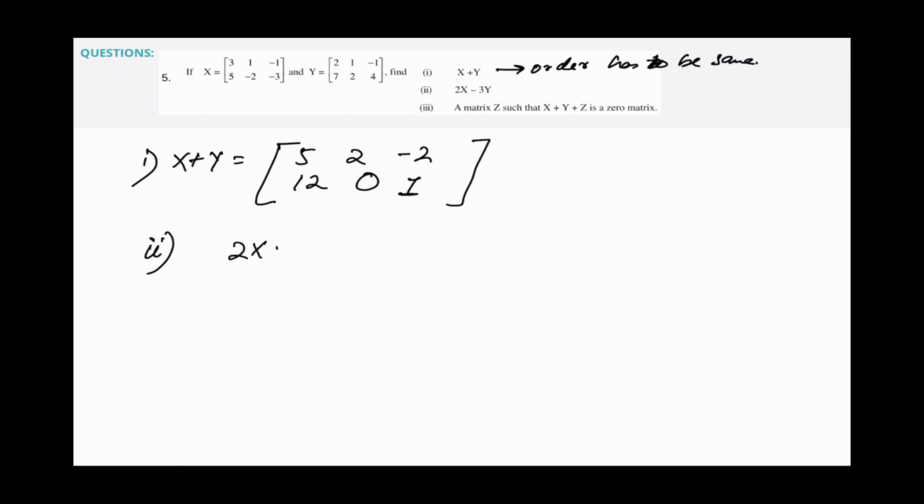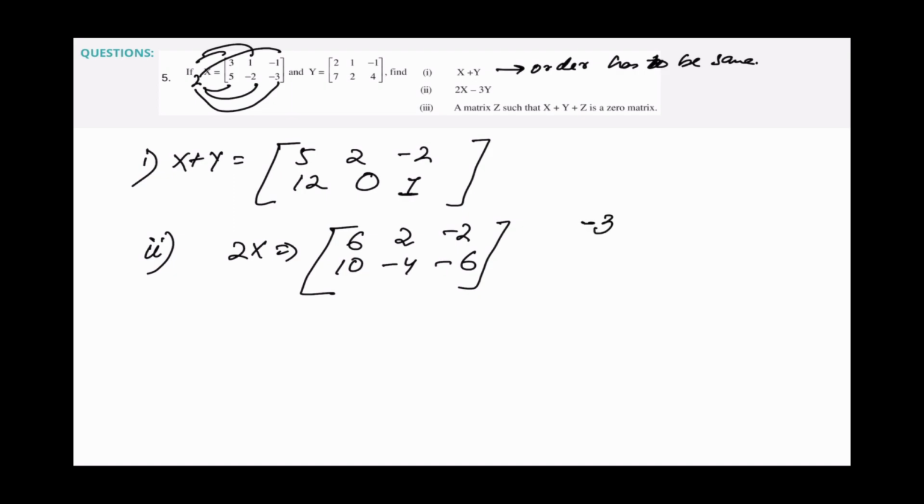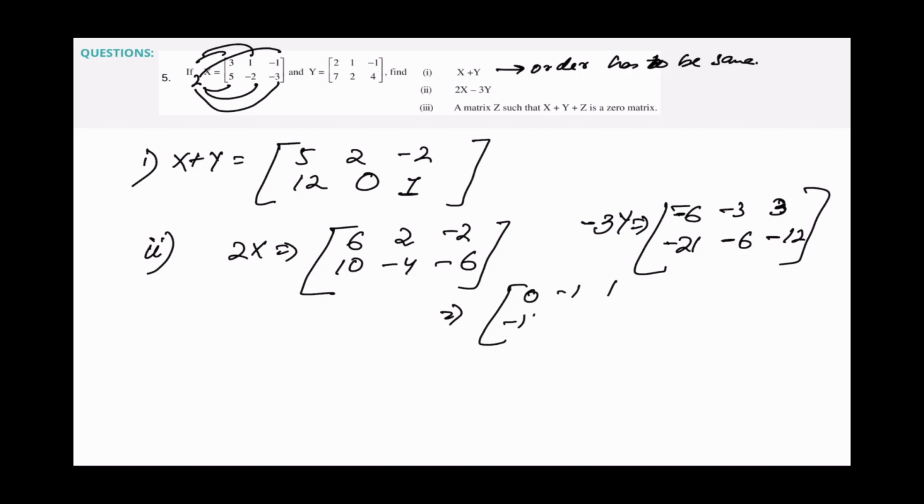Again, see, 2x, you already know what is 2x. Whenever we multiply a scalar quantity to a matrix, each and every element is multiplied. Means whenever I write 2, this 2 is multiplied to this, and this, all, each and every element. So 6, 10, 2, minus 4, minus 2 and minus 6. Same way, minus 3y I'll directly do it and then simply add it. So minus 6, minus 3, 3, then minus 21, minus 6, minus 12. If I add these two, what I'll get is something like this: 0, minus 1, 1. You can pause the video, do it yourself and then move on.